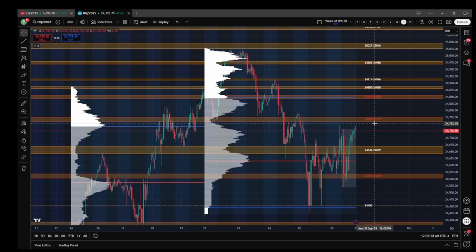Hopefully, at least having some of these levels for this week will be helpful to you, along with this key pivot and general bias of what we're looking at here.